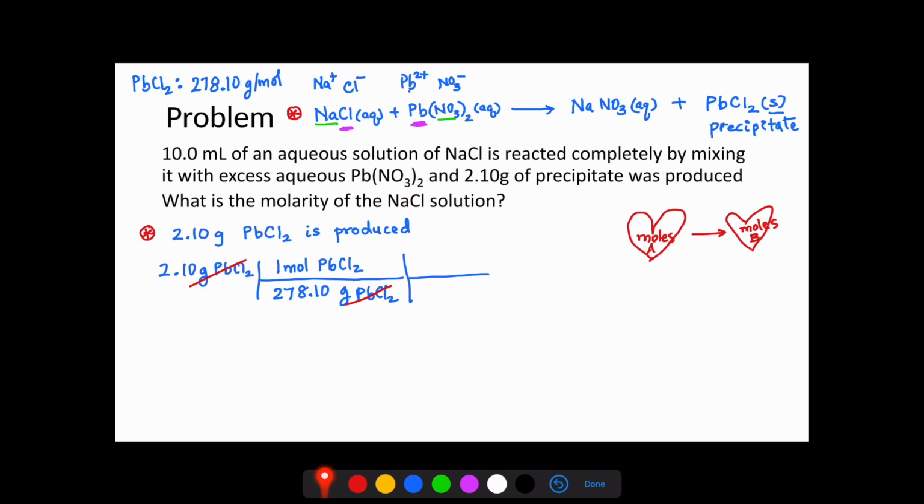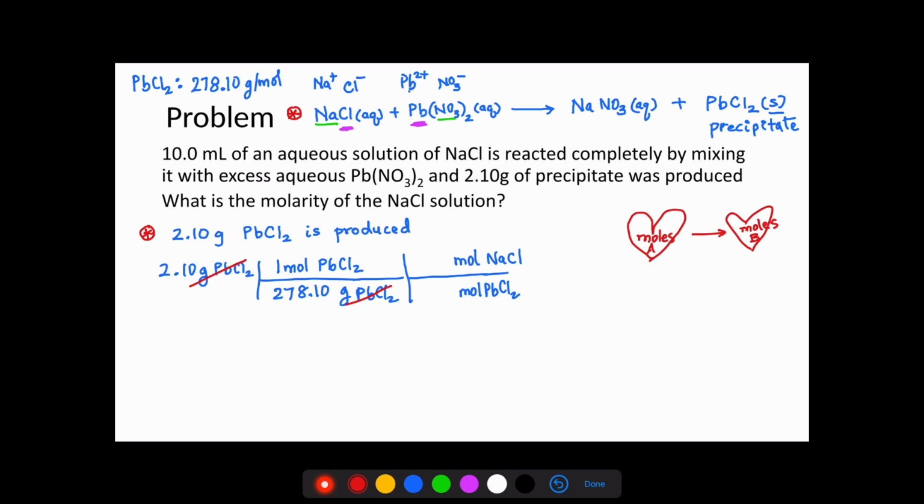And we know that we have the volume, okay? So molarity is moles over volume. So since we need the moles of sodium chloride, that's where we're going to go. We're going to go from moles of lead chloride to moles of sodium chloride. And the connection between those two is from the balanced chemical reaction, okay? Now I wrote a reaction, but I didn't balance it. So let's go ahead and balance it.